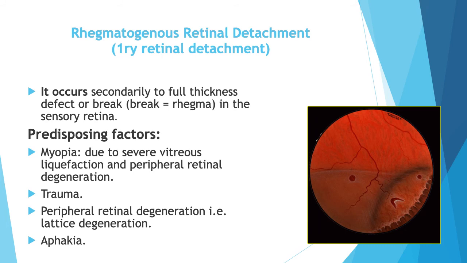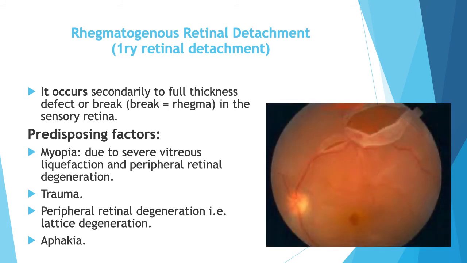Peripheral retinal degeneration, weak areas at the periphery, like lattice degeneration, which is also present in high myopia. And there is aphakia, sometimes complicated cases during cataract extraction will lead to formation of a break due to traction by the vitreous on the periphery of the retina. So this is a picture of a large retinal break, where the fluid passes through this break, coming to the macular area, and this is the cause of diminution of vision.